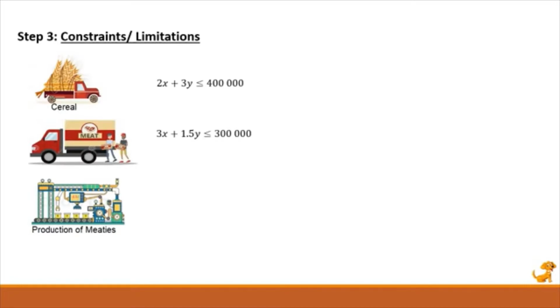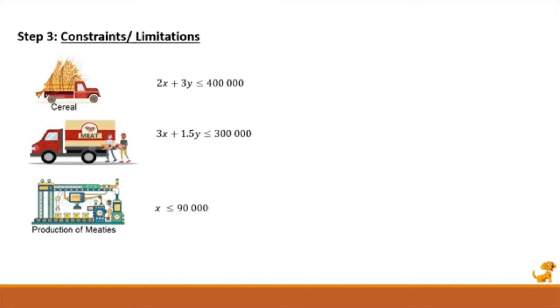Now production of meaties is also a constraint because this is a specialized machine. Meaties uses a special machine. I don't know if it's in the packaging or something, but this means that we cannot make more than a specific number, or that the machine can only handle so many packages per month, but that is a limitation. So we need to make sure that x is less than or equal to 90. That means the number of meaties packages that we make should be less than 90,000.